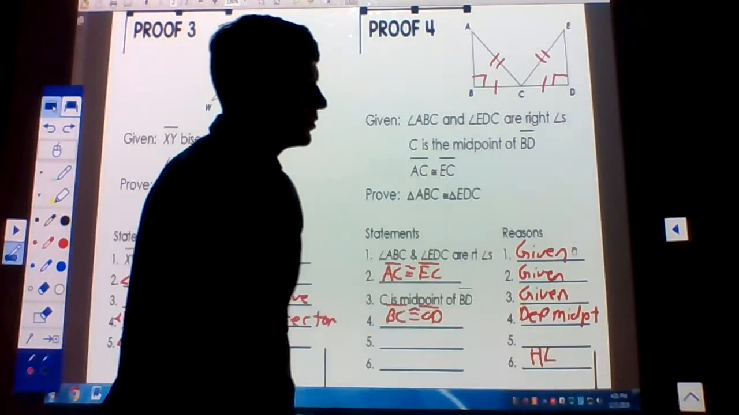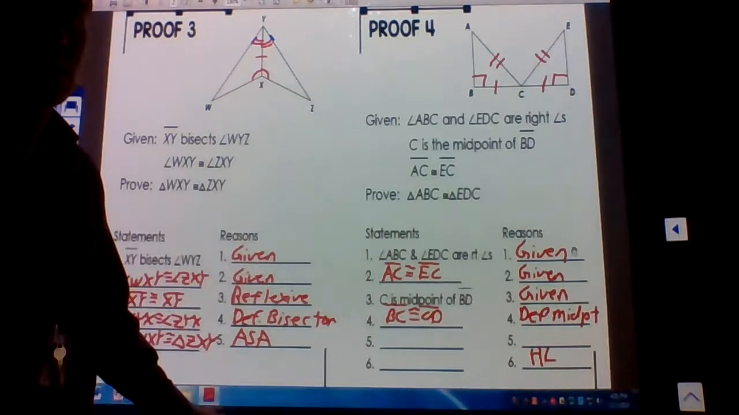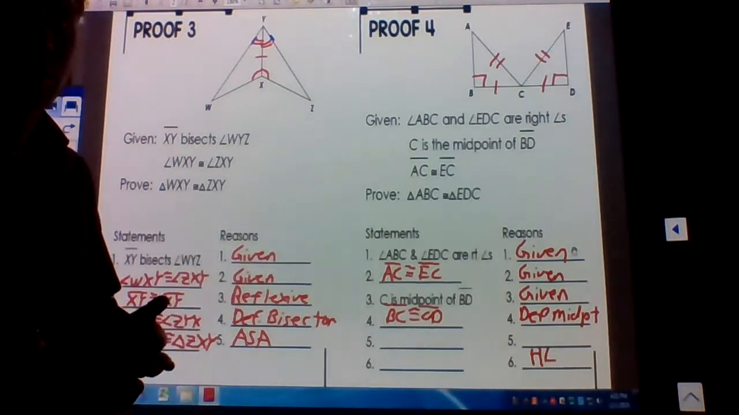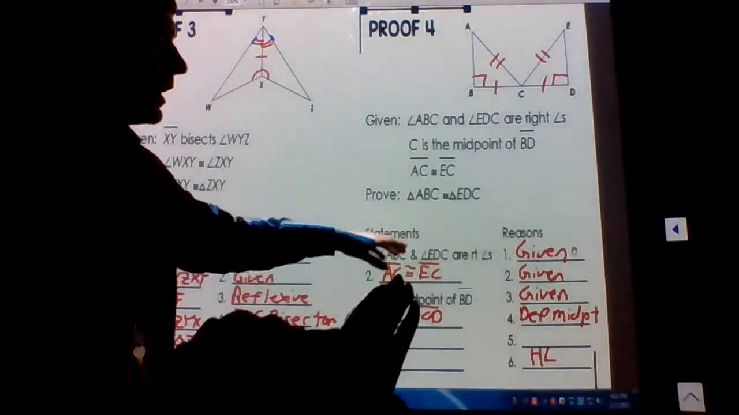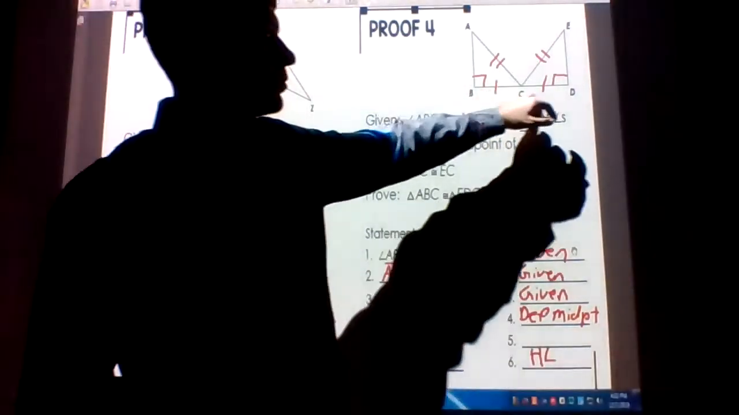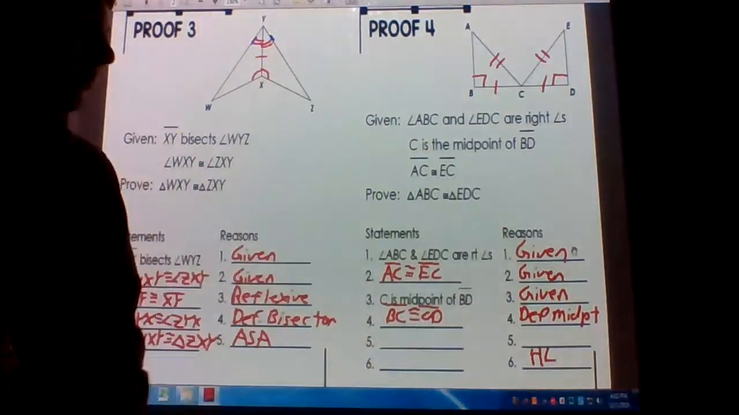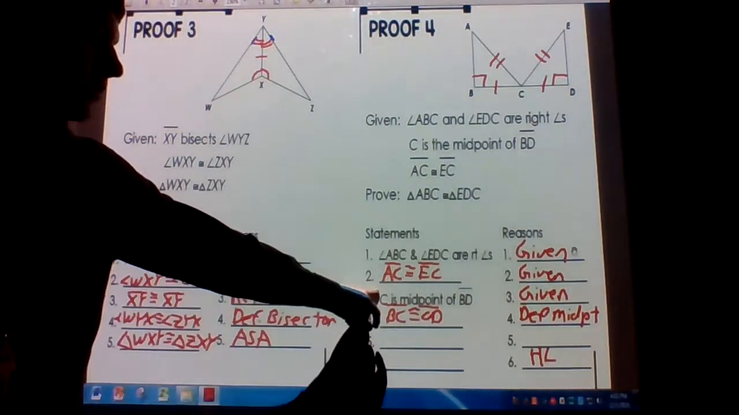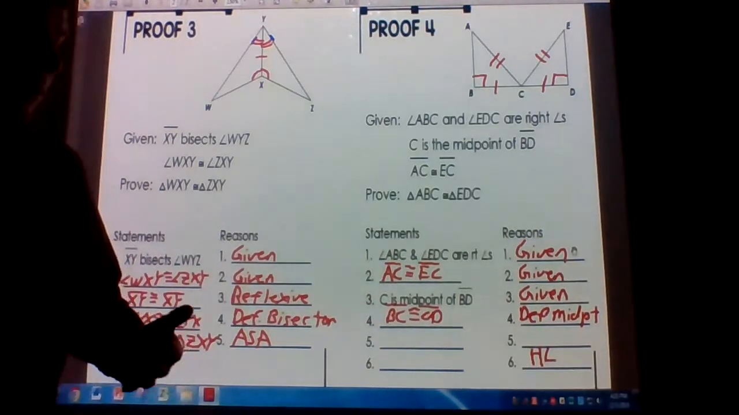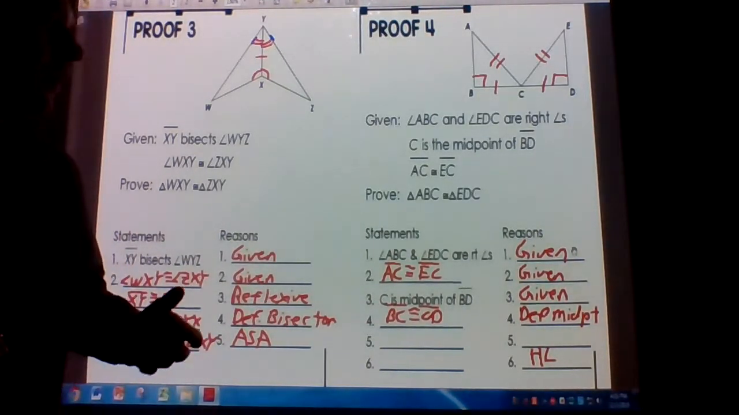To use hypotenuse leg, you need three things. You need the triangles to be right triangles, you need the hypotenuses to be congruent, and you need a pair of legs to be congruent. We have the hypotenuses congruent, that was given. We have a pair of legs that are congruent, BC and CD. That was given, we got that from the definition of a midpoint, because C was the midpoint of BD. So the third thing, the thing we're missing, is right triangles.